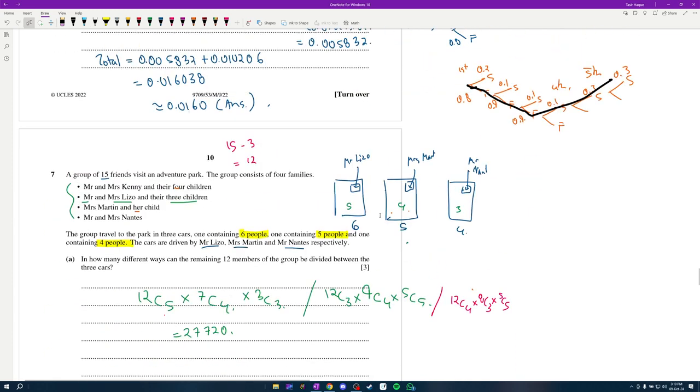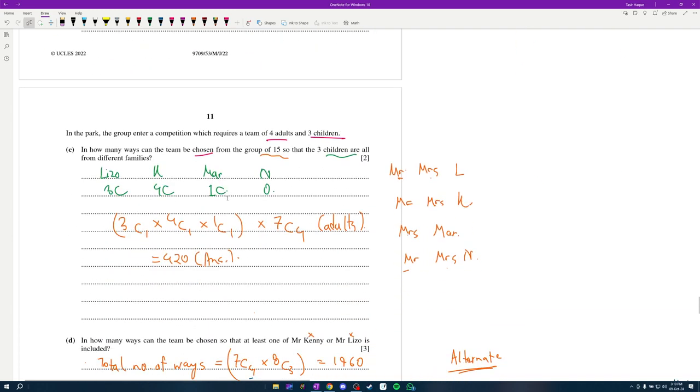And from the 3 children, we have 4 children over here, so 4C1. 3 children over here, that's 3C1, and 1 child. Mrs. Martin has 1 child, so that's 1C1. So from the Lizzo family, anyone. From the Kenny family, anyone. And from the Martin family, anyone. So if you multiply these, you get your final answer as 420. 1 child from each family.